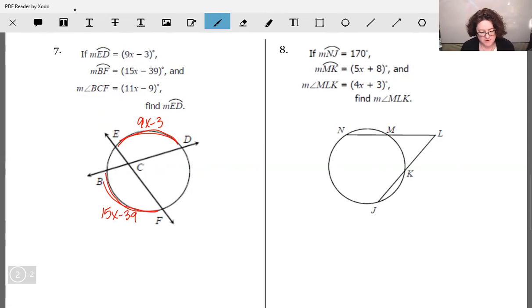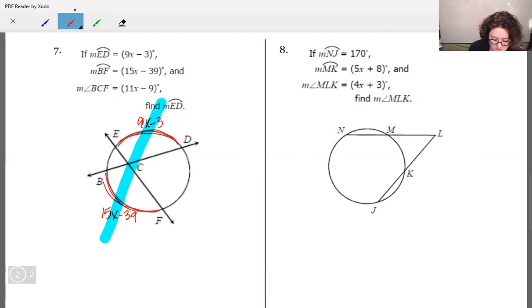And if this is going to be any help whatsoever, then I should be able to go in my nice straight line like this. And hopefully it's one of those angles that has C as its center, either BCF or ECD. And indeed, we have BCF as our angle. And so here we go. So BCF is this guy right here, and that's 11x minus 9.